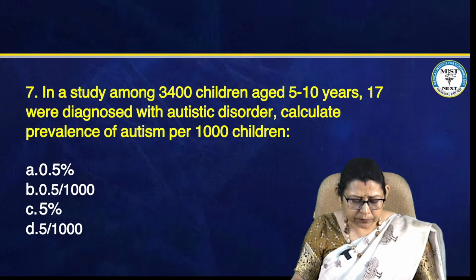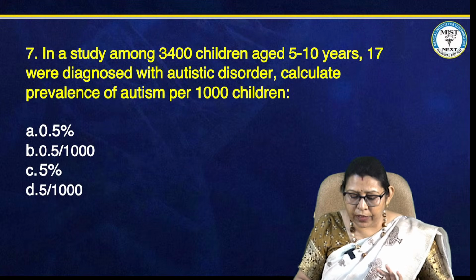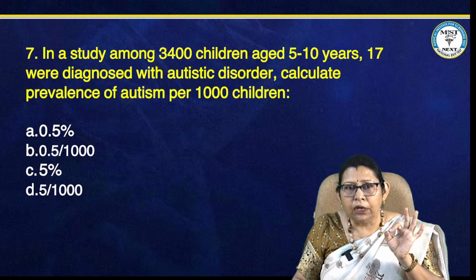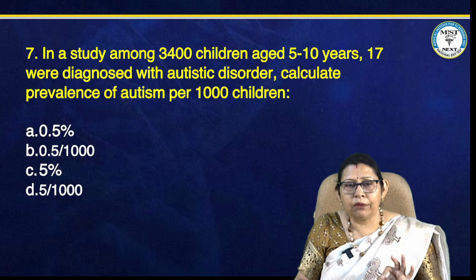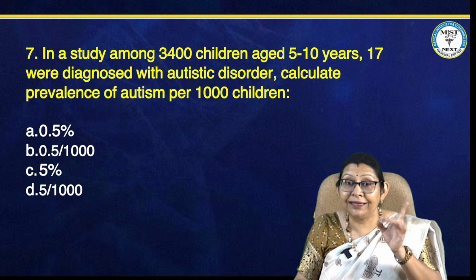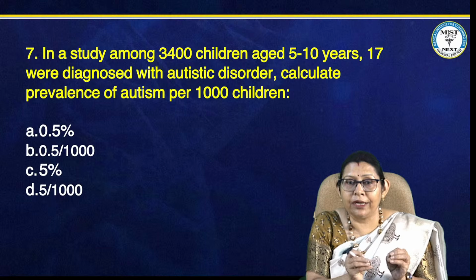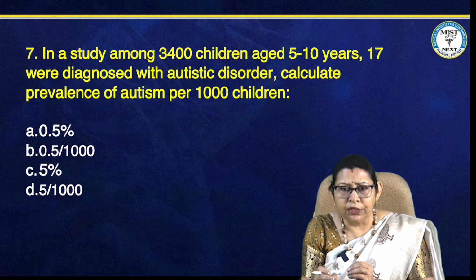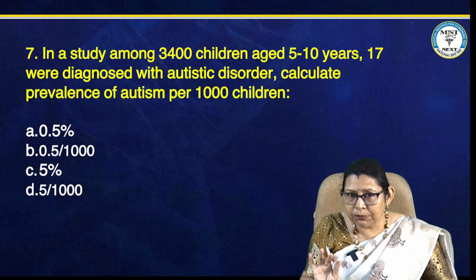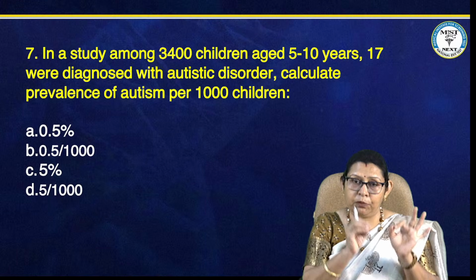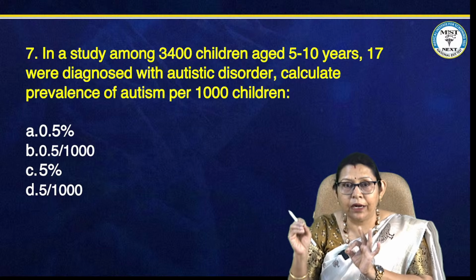ठीक है बेटा. In a study among the 3,400 children aged 5 to 10 years, the 17 were diagnosed with the autistic disorders. Calculate the prevalence of the autism per 1,000 children. अब normally prevalence क्या कहते हैं? That is the total cases per 100 population. ठीक है, अब क्या है यहाँ पे per 1000 में उन्होंने पूछा तो I have to answer in per 1000. ये हमेशा question में याद रखना, कभी वो per 1000 में पूछते हैं, कभी वो per 100 में पूछते हैं.